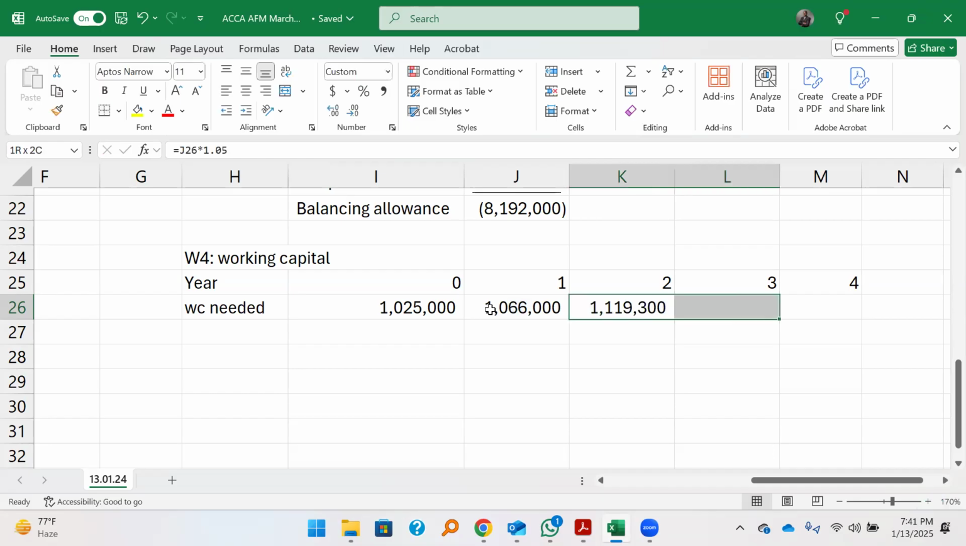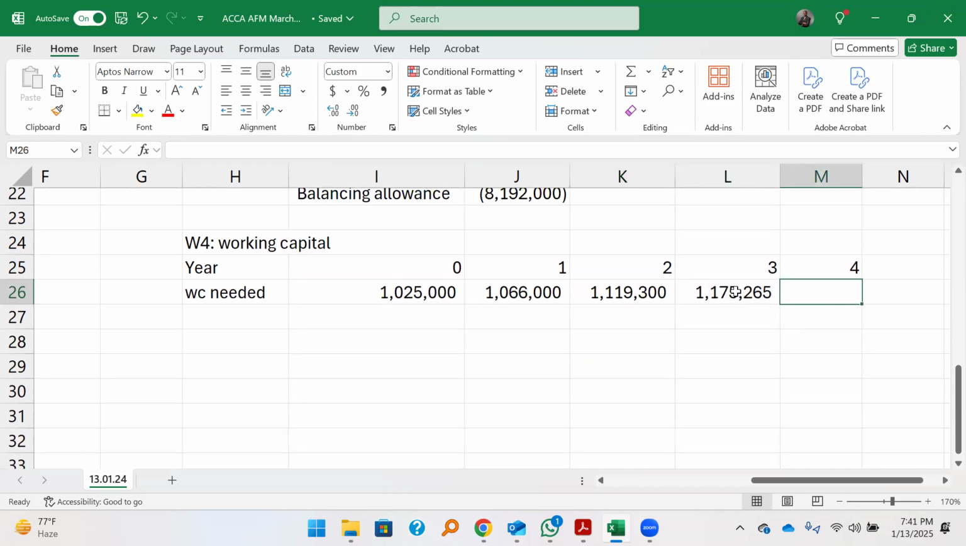And basically, you don't have to take it towards the 4th year, because this is 1, 2, 3, 4. You need 4 years of working capital. It's just that we get them at the beginning of the years. So that is what is needed.